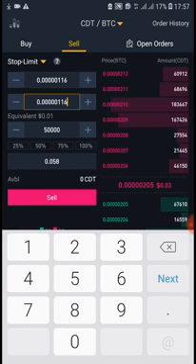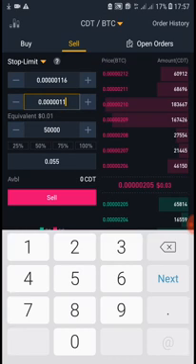Some people are always confused about the figures to put in the limit box and the stop box, and if you're confused, just put the same figure, so it would just trigger at that price. Now, this would be my stop loss, and my stop loss didn't trigger. It got to the first target.